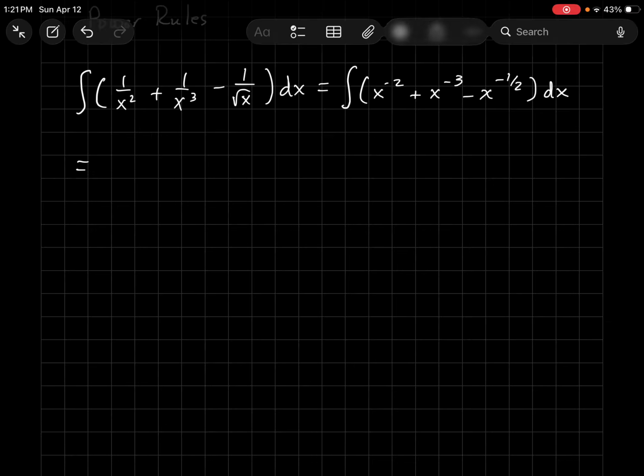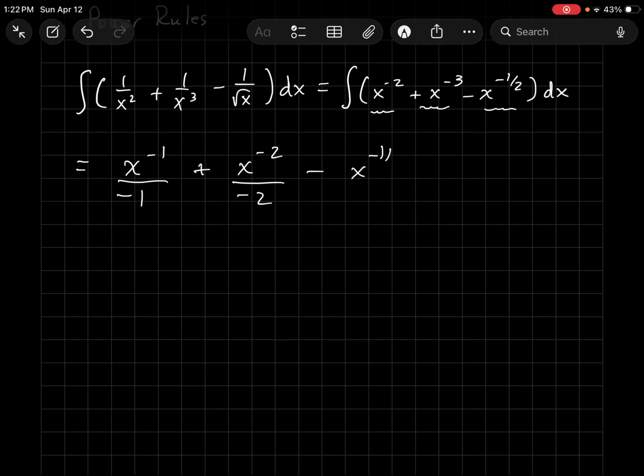Now let's find antiderivatives. This is a simple power rule which says we're going to add 1 to the power and divide by that new power. Next piece. We're going to add 1 to the -3, giving us -2, and divide by that new power. Now minus, add 1 to the -1/2 gives us +1/2. And we're going to divide by that new power, +1/2. Plus the constant of integration c.